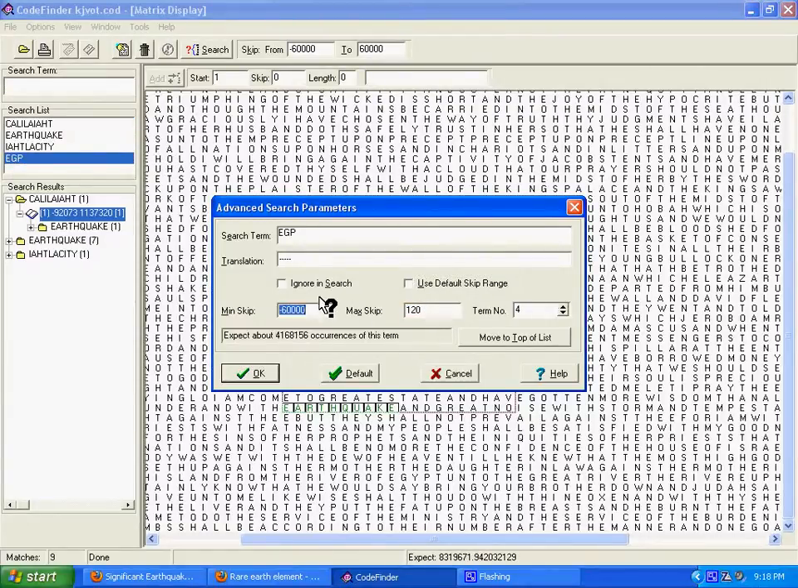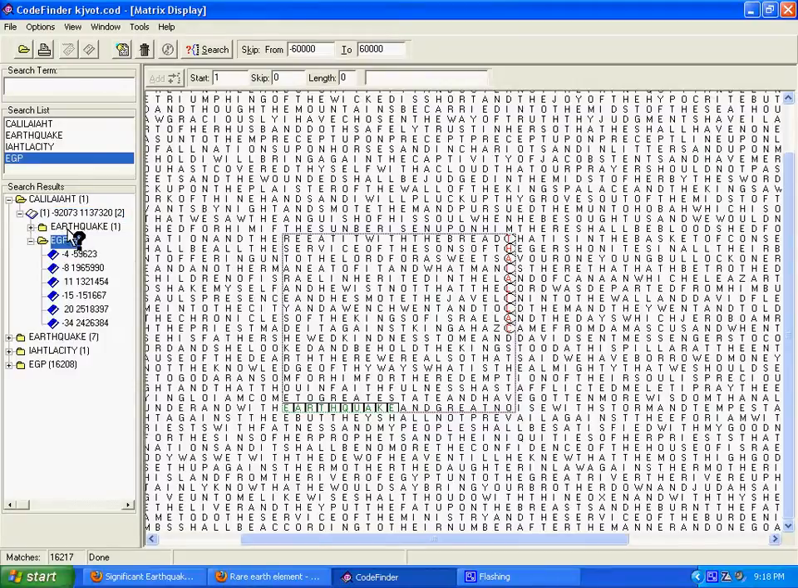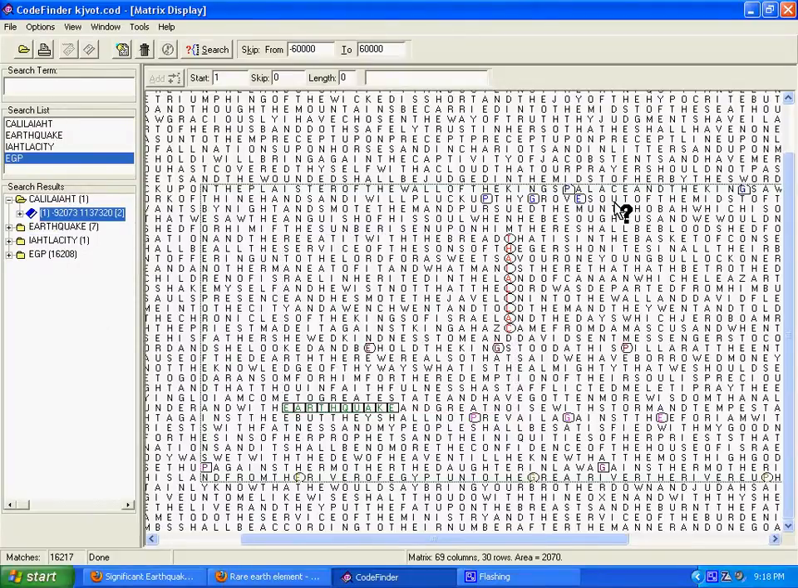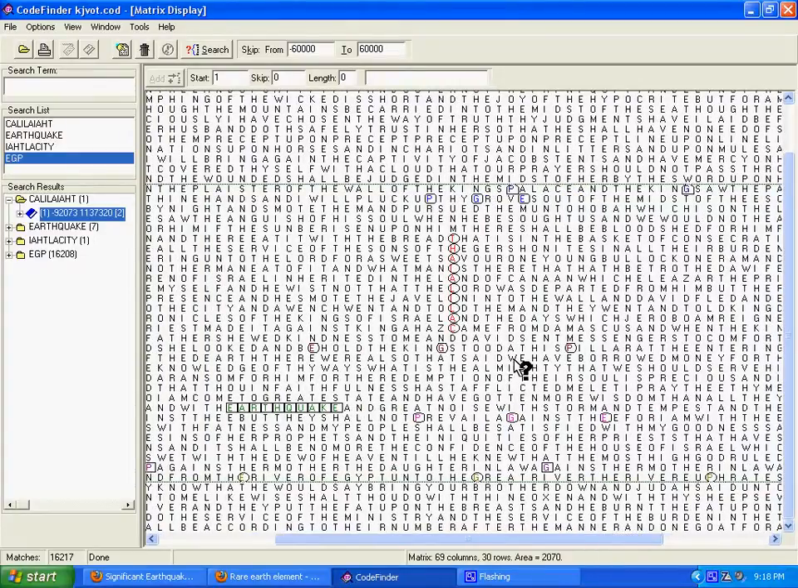I'm going to do a search within this whole matrix, hit the word search, and see if something shows up. Now these are all the skips that I found: skip paces, 4 paces apart, and so on. As you see here, I just typed this all in. I don't see anything significant here. This is just random stuff. Nothing really stands out.